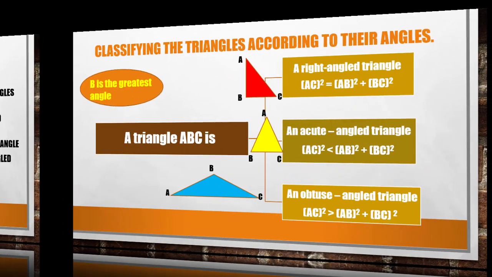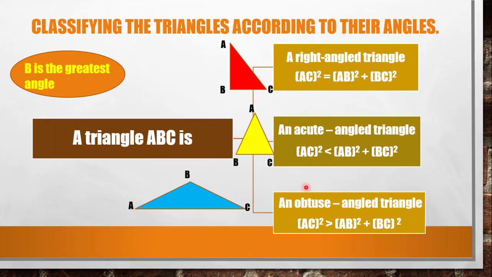Okay, what about if we have the side length? Here, for example, we have three types of triangles. And angle B is the greatest angle. So angle B determines the type of this triangle. In this triangle ABC, if AC power 2 equals AB power 2 plus BC power 2, do you remember this is Pythagoras theorem? So in this case, this triangle is a right angle triangle. AC is the longest side because B is the greatest angle.